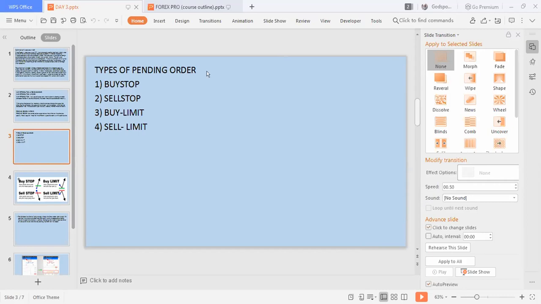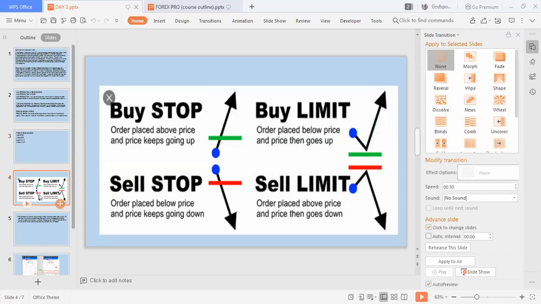So let's proceed. I decided to produce a flow chart for this. If you look at it, you will see that this is buy stop. Now read that: orders placed above price and price keeps going up. What is buy stop? This will be enjoyed better in the advanced class, but let me speak about it. Buy stop is when your trade is going down, all of a sudden it starts going up.